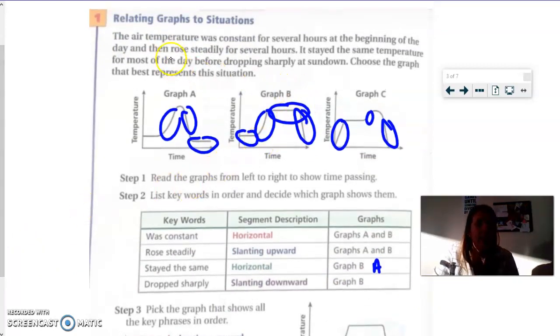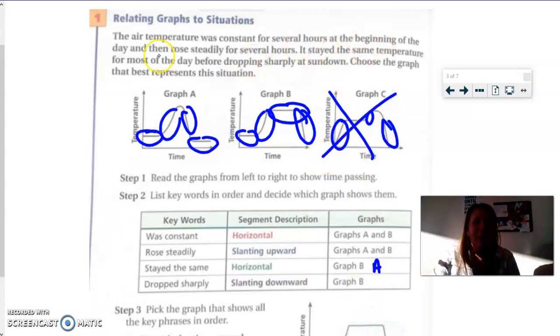So let's read it again. It says the air temperature was constant for several hours. So we want something that was constant, so it starts off horizontal, which is going to be either graph A or B. So at this point, I think that's maybe why they put C out of the running.